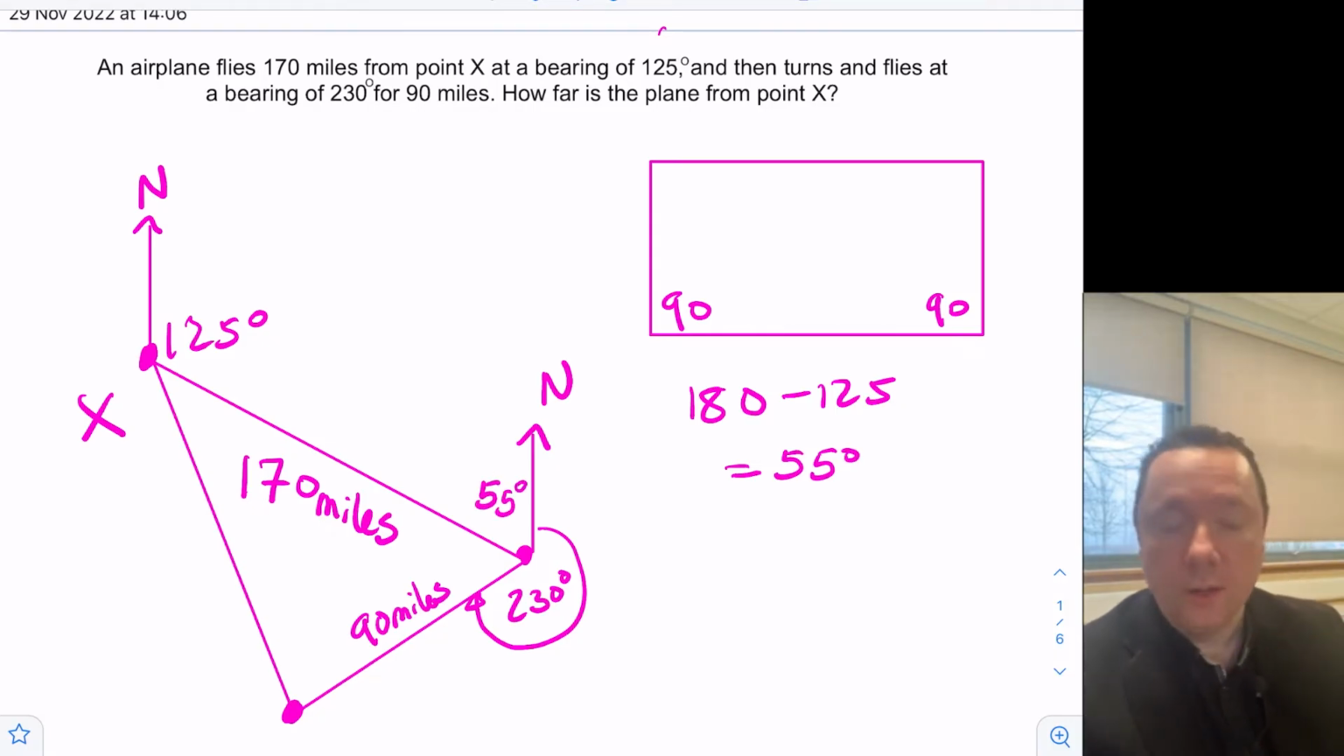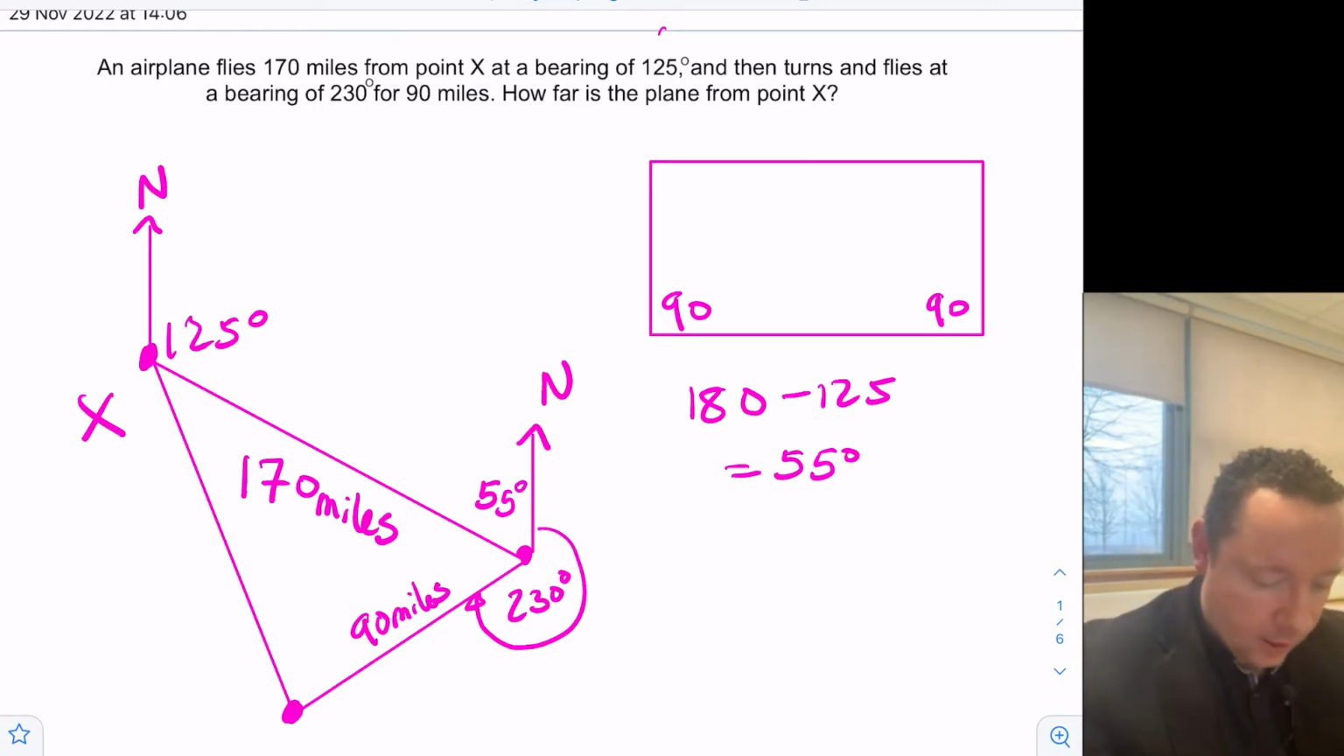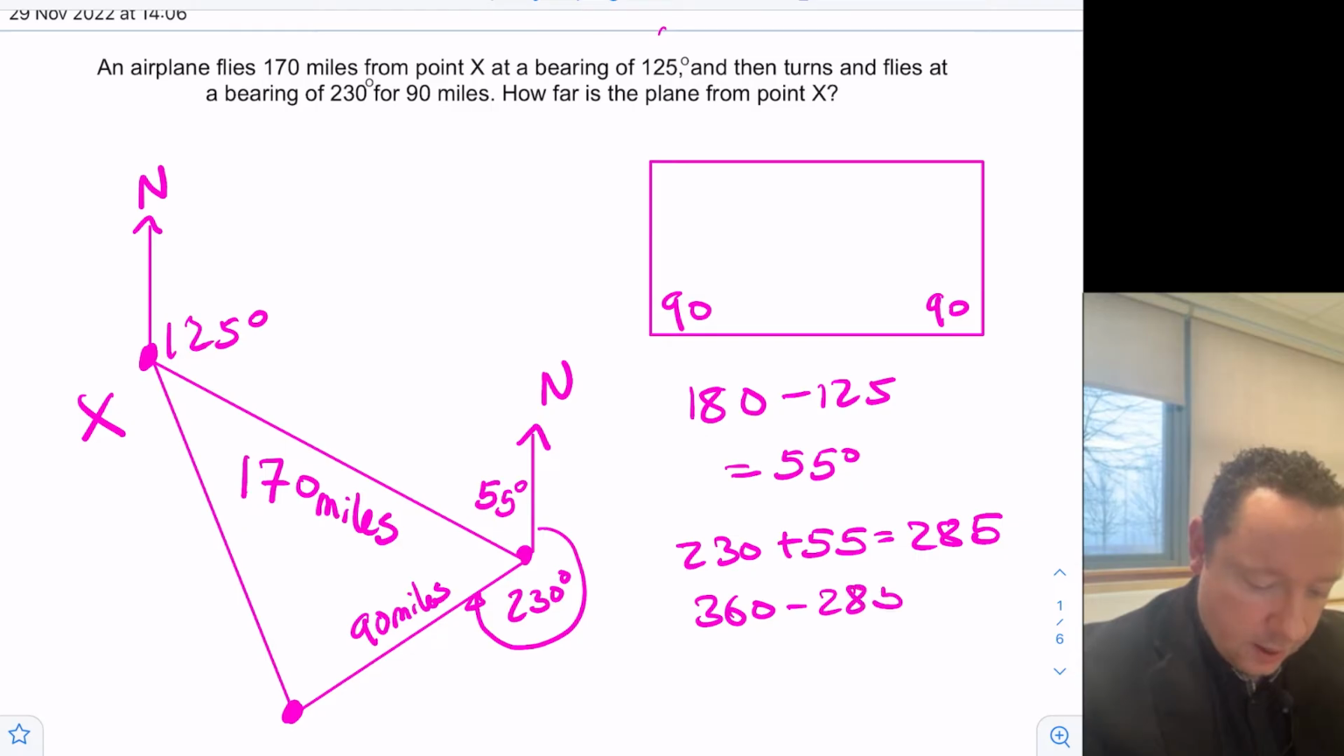So that's one rule we'll use quite often. The other rule we'll use quite often is that angles around a point add up to 360. If I start at north and go all the way around and get back to north, I'm going to make 360. I've got one angle here, I've got one angle here, so I can find this missing angle by adding them up and taking away from 360. So 230 plus 55 is 285, and 360 minus 285 gives me an answer of 75 degrees. So I've now got an angle inside the triangle, which is really handy.